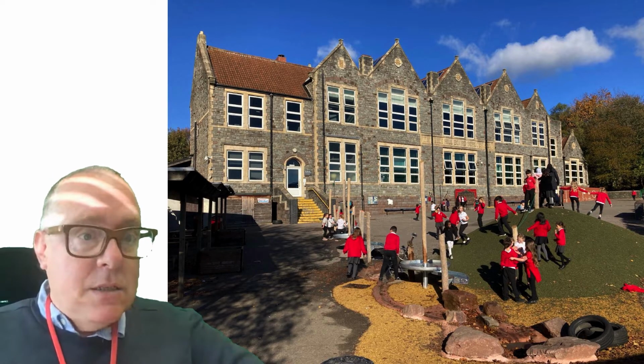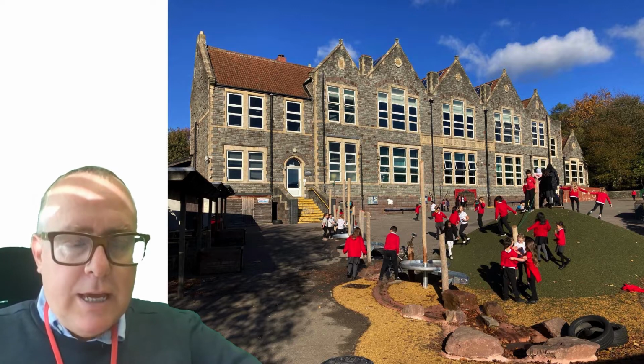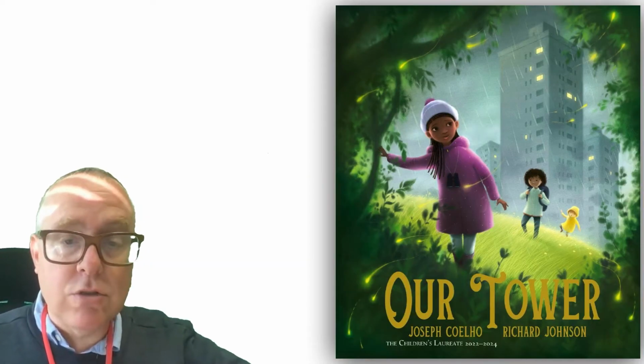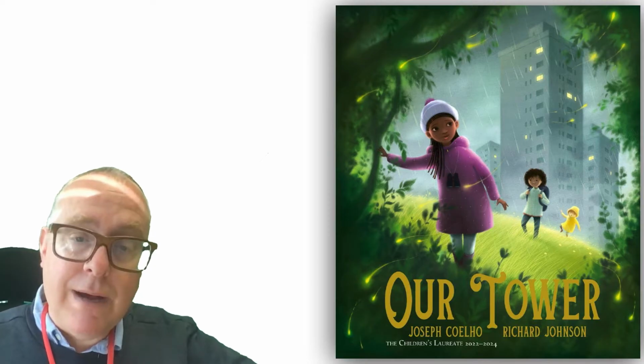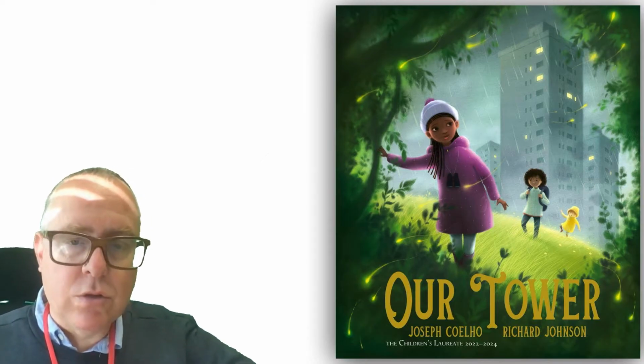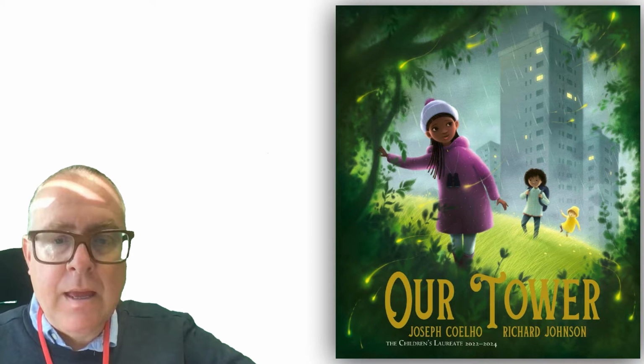So for the next few weeks, I know that you've got a focus on a particular author, and this is the poet and author Joseph Coelho. Here he is on the beach, maybe during his summer holiday. I don't know. But you're going to be enjoying some of his poetry, and I know you've enjoyed some of his books before. And what I wanted to do to start the term off, I thought I'd start by sharing a story with you by Joseph Coelho and illustrated by Richard Johnson. It's called Our Tower.